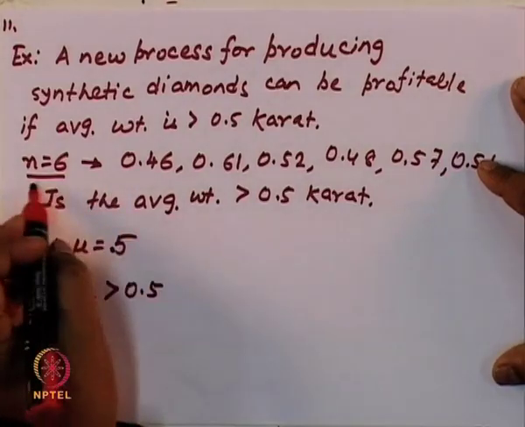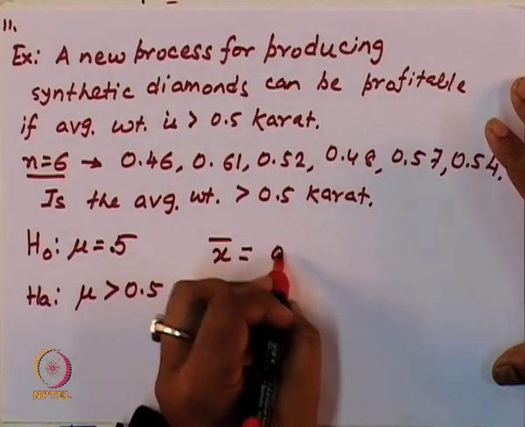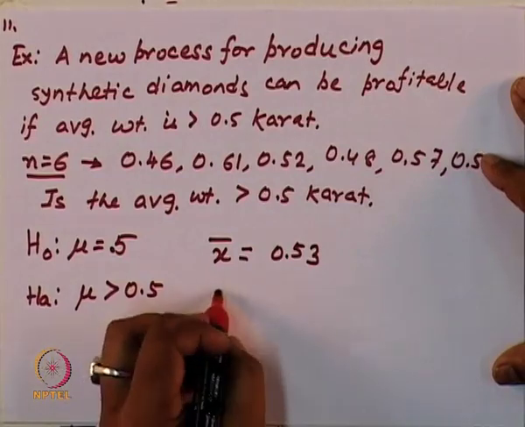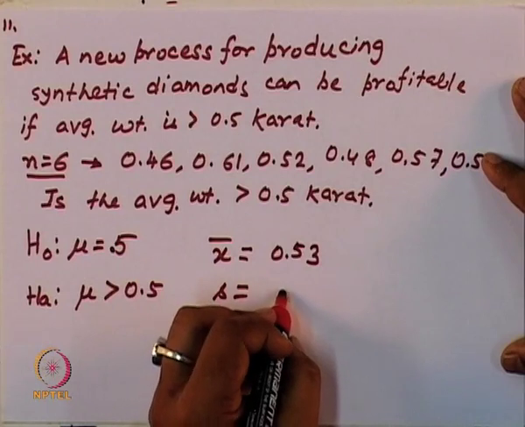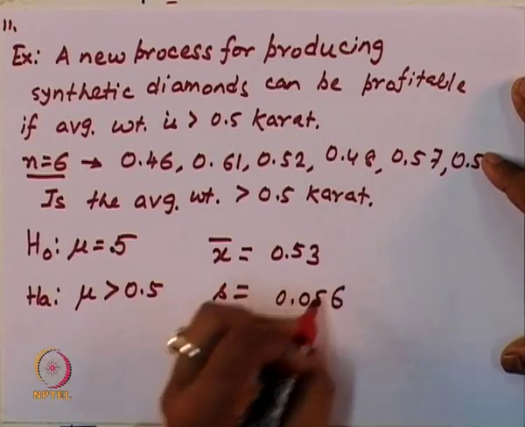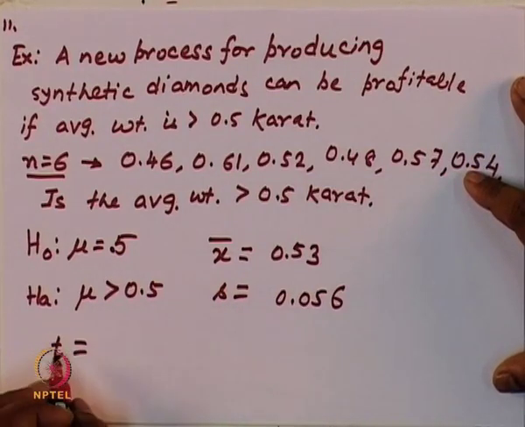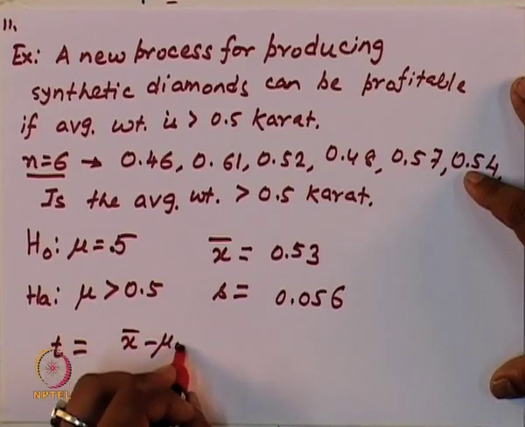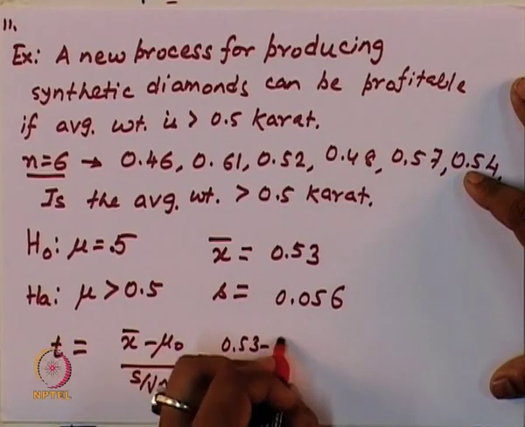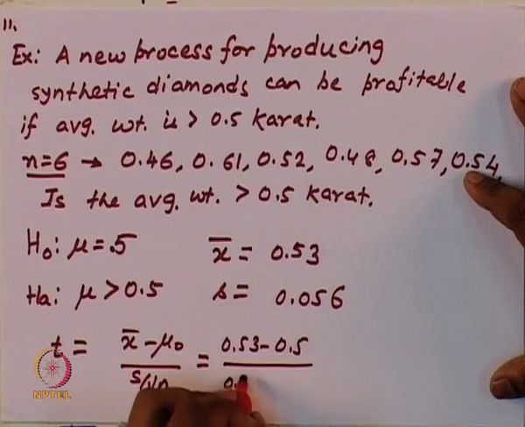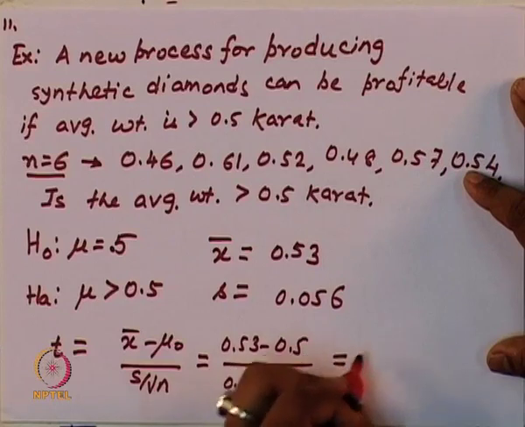For these values I can calculate x bar to be 0.53 and their standard deviation s, which will turn out to be 0.056. With these values of x bar and s, I can calculate the t statistic, which is x bar minus mu naught divided by s by root n. That is 0.53 minus 0.5 divided by 0.055 by root 6, and I get a value of 1.32.